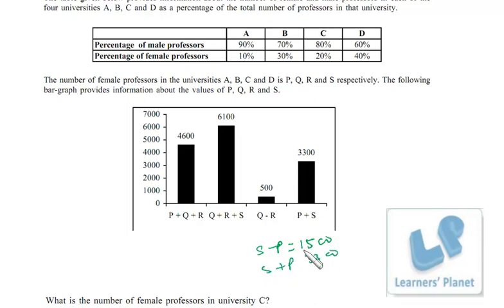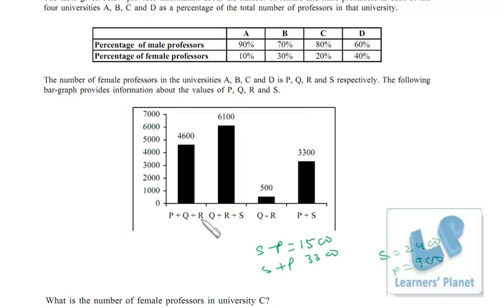That's given. So if we add both of them, we'll be getting 2S is equal to 4800, that means S is equal to 2400. So S is 2400 and P will be 2400 minus 1500, that is 900. So S and P we got. So if we put the value of S and P over here in these two equations, we can calculate the value of Q and R also.